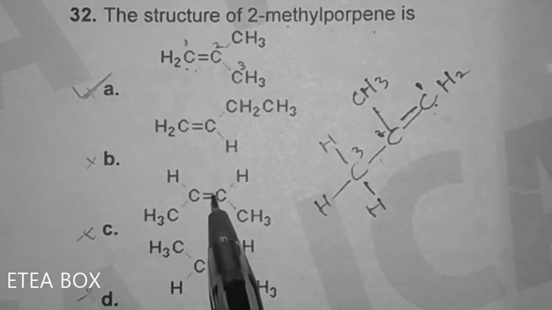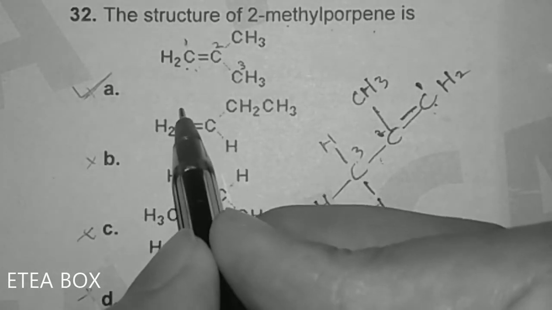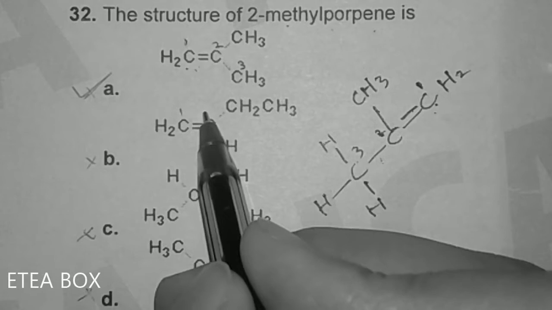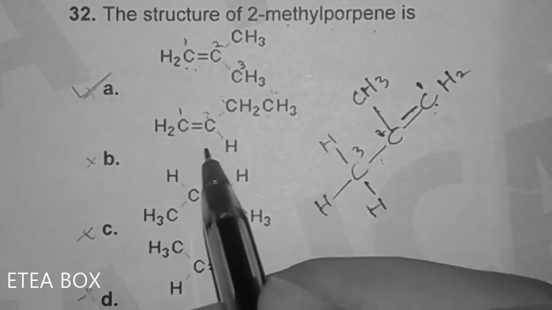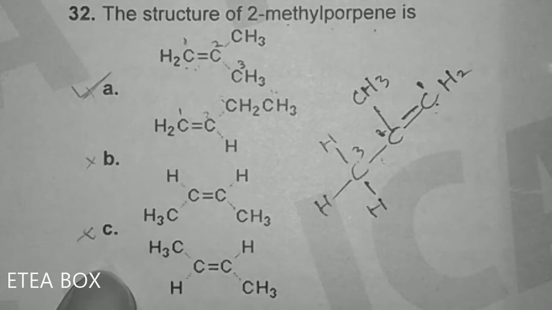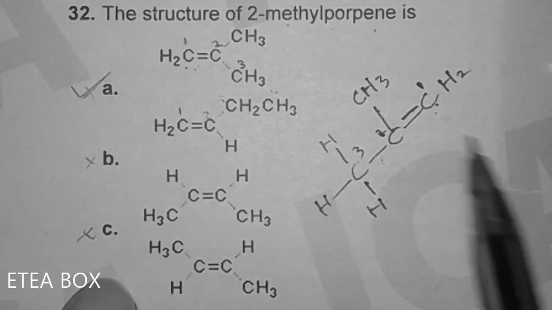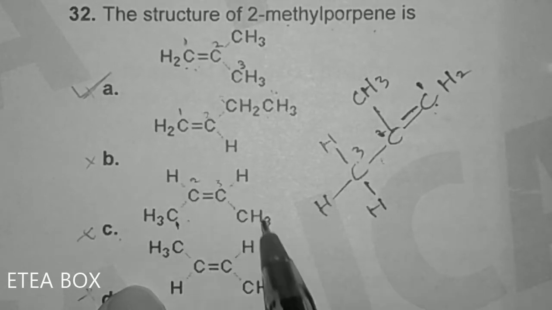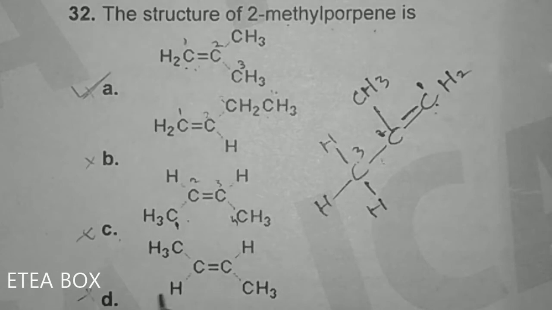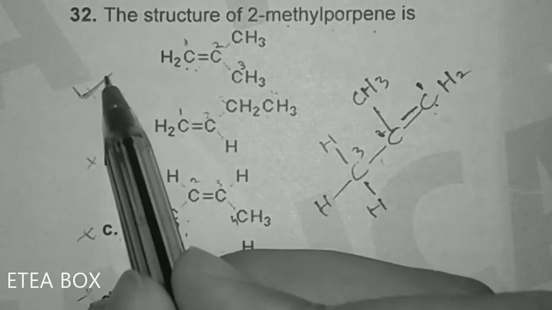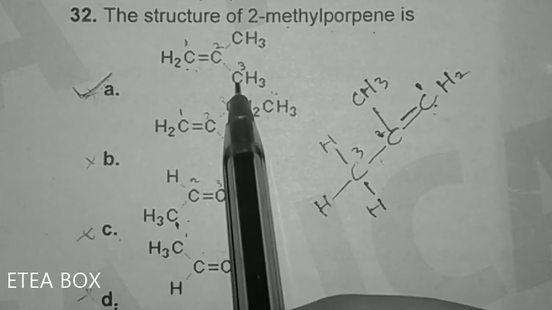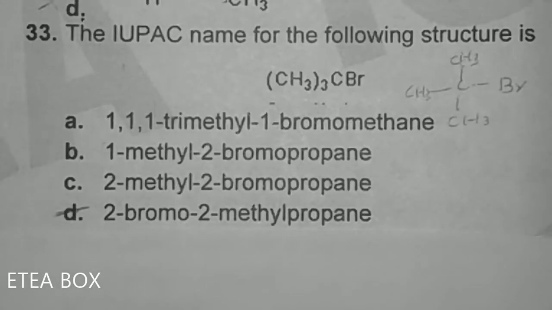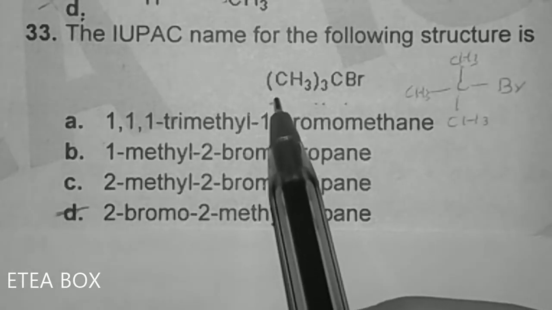Now look at option B. Let's select the carbon chain. The double bond is present here, so start 1, 2, 3 and this one will be 4. So this gives butene, not propene. This one is incorrect. Now look at option C, 1, 2, 3, 4. This one is also butene. And option D, 1, 2, 3 and 4. This one is also butene. So option A is correct here, 1, 2 and 3. This one shows propene.